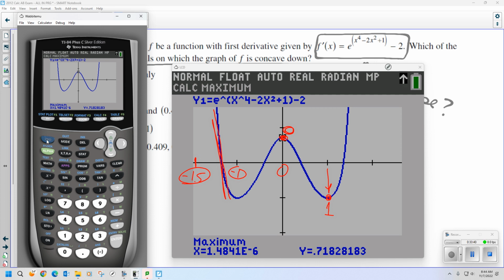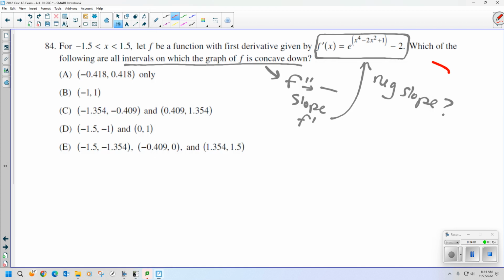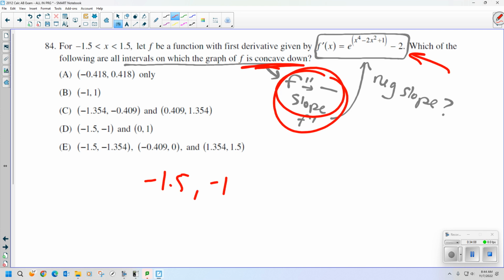Okay. Second trace. And let's find the last minimum here. My minimum is going to be between here and here. And that is 1. So the two intervals where I have a negative slope, which means a negative second derivative, which means concave down, was from -1.5 to -1, and then from 0 to 1. And that is choice D.